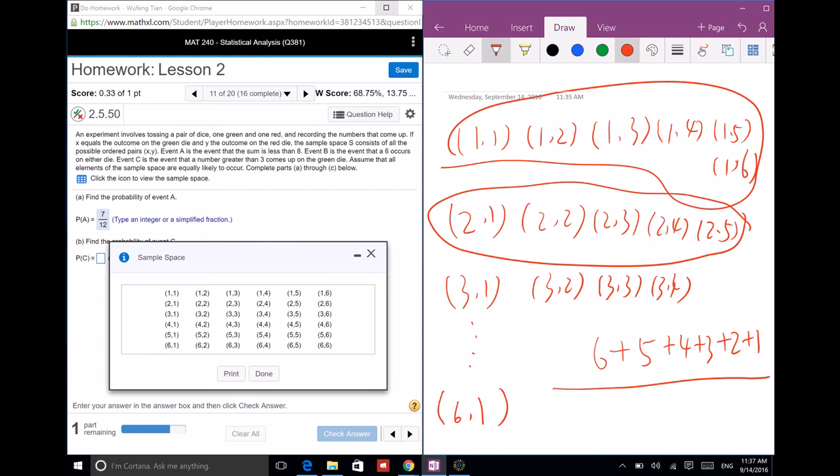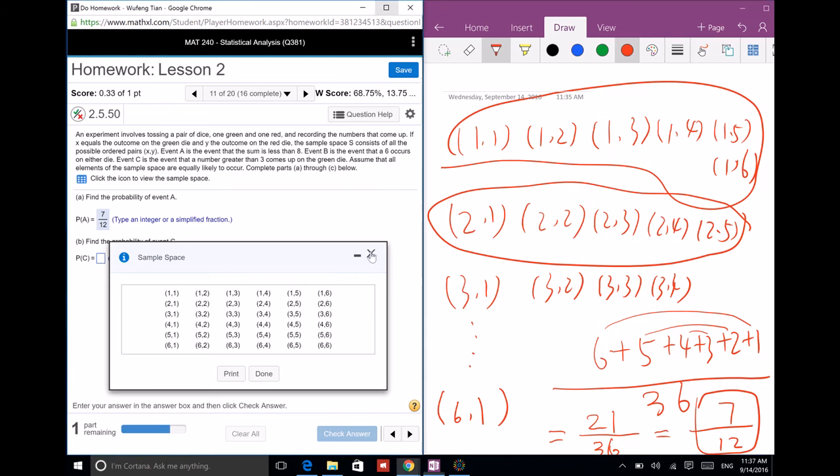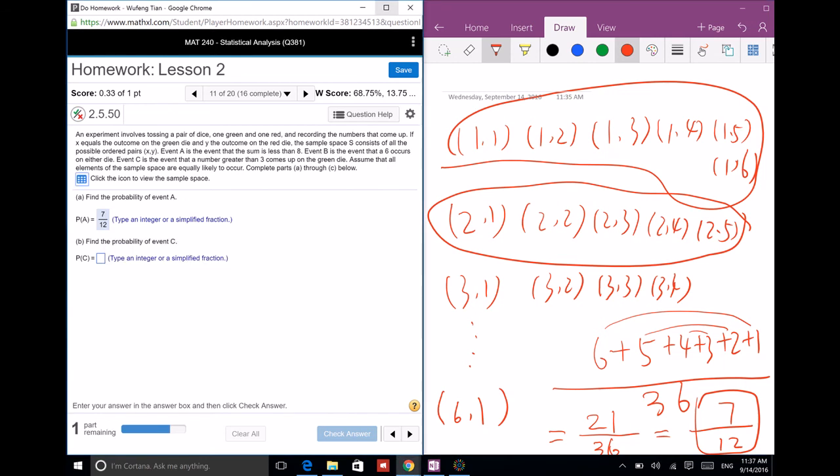But how many ways do we have in total? The sample space, we have 36 in total. So that's 21 over 36, which is 7 out of 12. So basically, you just need to count how many ways satisfy the condition and divide by the total. Okay.